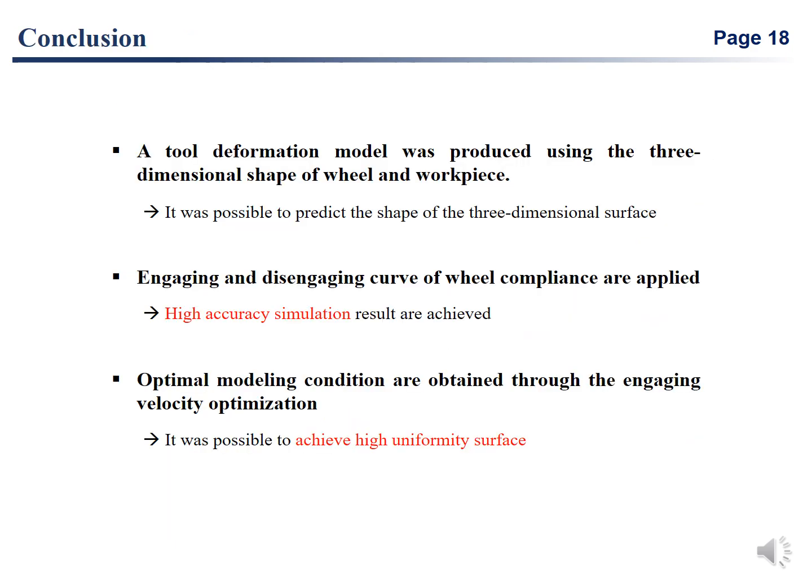By summarizing my research, I make 3 conclusions. First, a tool deformation model was produced using the 3-dimensional shape of the wheel and workpiece. So, it is possible to predict the shape of the 3-dimensional surface. Second, engaging and disengaging curves of wheel compliance are applied. So, high accuracy simulation results are achieved. Finally, optimal machining conditions are obtained through the engaging velocity optimization. So, it is possible to achieve a high uniformity surface.